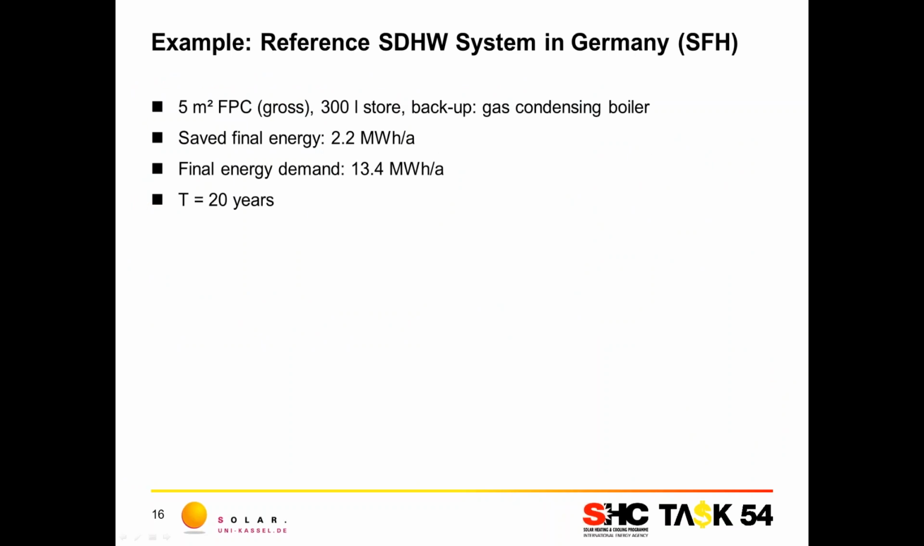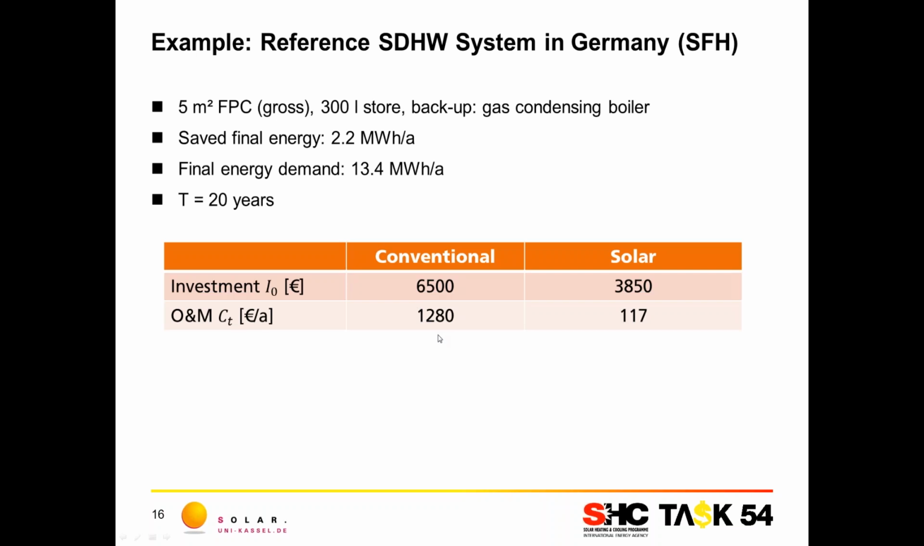So now I will go through a short example of this calculation for a reference solar domestic hot water system for a single family house in Germany. So it's a basic solar heating system with standard size, so 5 square meter flat plate collector, 300 liter store with a gas backup boiler. And thanks to simulation, we calculated the safe final energy and the final energy demand, so the remaining energy demand covered by the boiler amounts to a bit more than 13 megawatt hours. So it's for both domestic hot water and space heating. And we set a system lifetime of 20 years, which is standard for Germany.